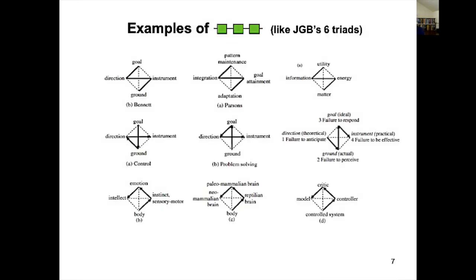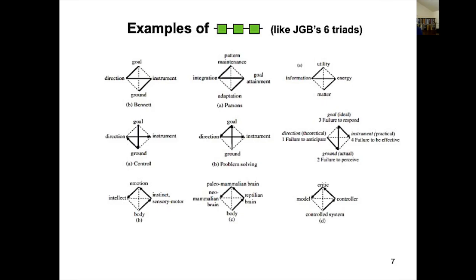And here are some of them. So here are examples of this particular structure. And here's the Bennett structure, and you'll notice that I like to put direction on the left and instrument on the right, and Tony has criticized me for this, but I have reasons. We won't go into them. But so here is one particular exemplification of this chain structure.